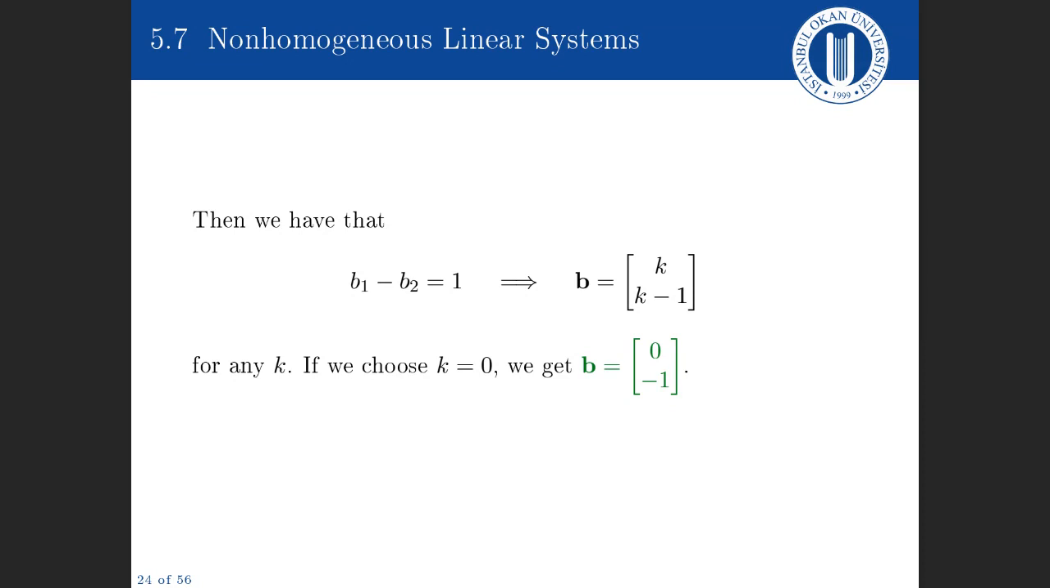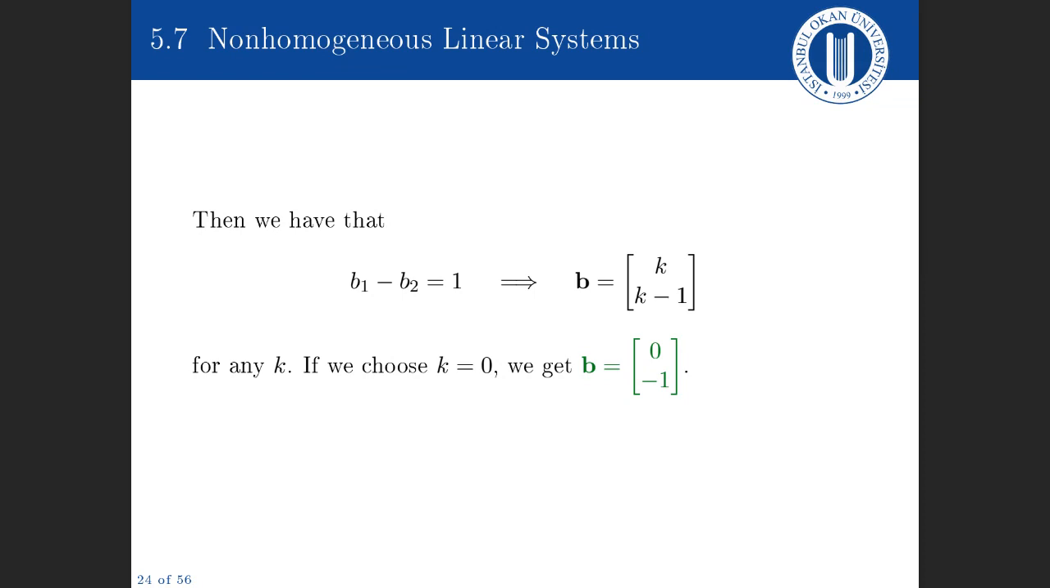So b must be (k, k minus 1). There's no more terms involving a or b to talk about. So that means k could be any number. Let's choose an easy k. Let's just choose k is equal to 0. Then we would get B is equal to (0, minus 1). Now, you will note for A, we had to choose A is equal to (1, 1). But for B, there's infinitely many choices that we could choose.